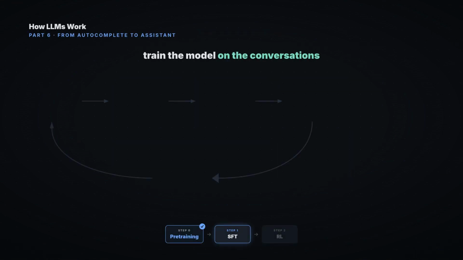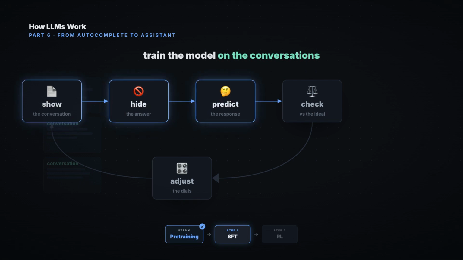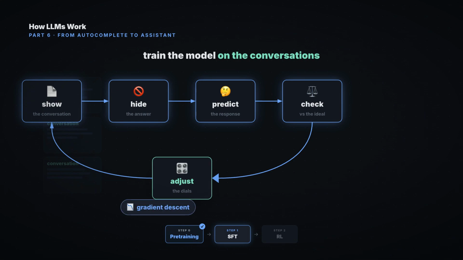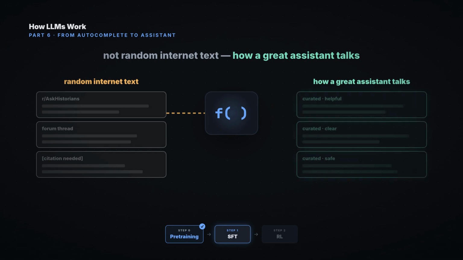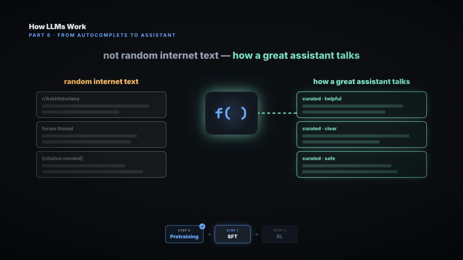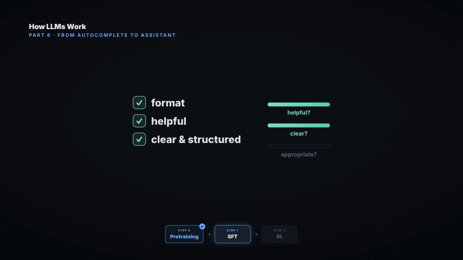Then you take all these example conversations and train the model on them. Same process as before: show it the conversation, hide the assistant's response, ask it to predict, check, adjust, the same gradient descent, the same backpropagation, the same dial turning. But now the model isn't learning from random internet text, it's learning from curated examples of how a great assistant should talk. And very quickly it picks up the pattern, it learns the format, it learns to be helpful, it learns to be clear and structured, it learns when to refuse.